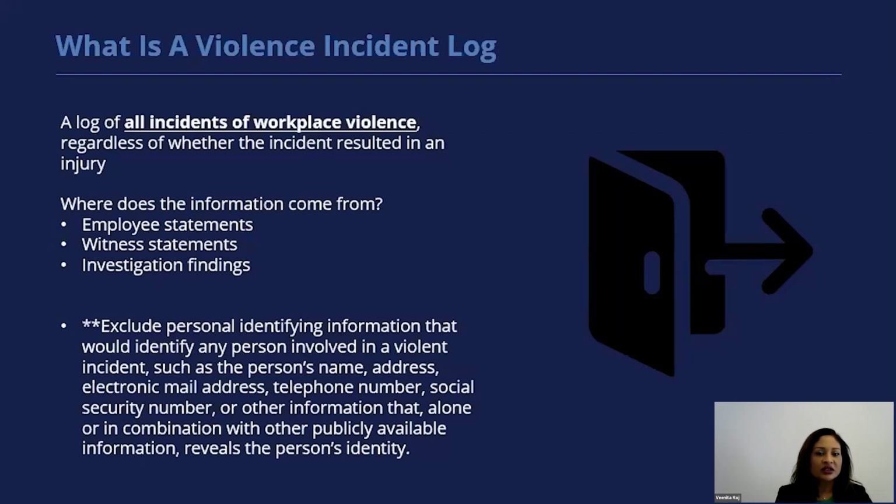Where does the information that is documented in the logs come from? This is going to come from the employee's statements, witness statements, and your investigation findings. Be careful when you are completing the log that the log must exclude personal identifying information that would identify any person who is involved in the incident, such as the person's name, address, email address, phone number, social security number, or any other information that either alone or in combination with any other publicly available information would reveal the person's identity. So make sure that you exclude all of that information.